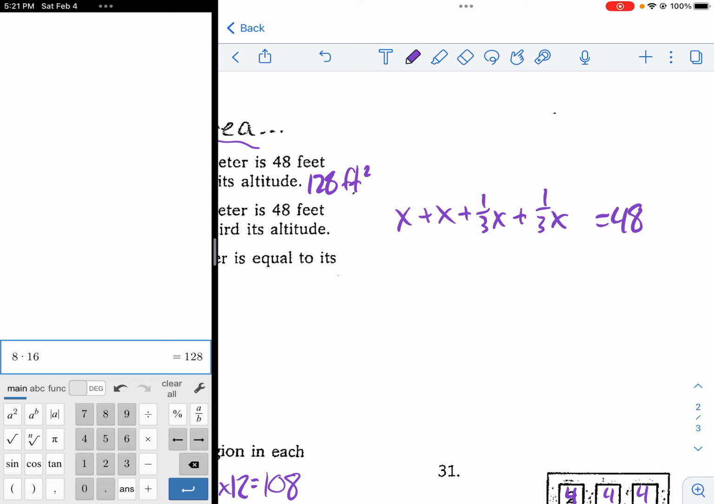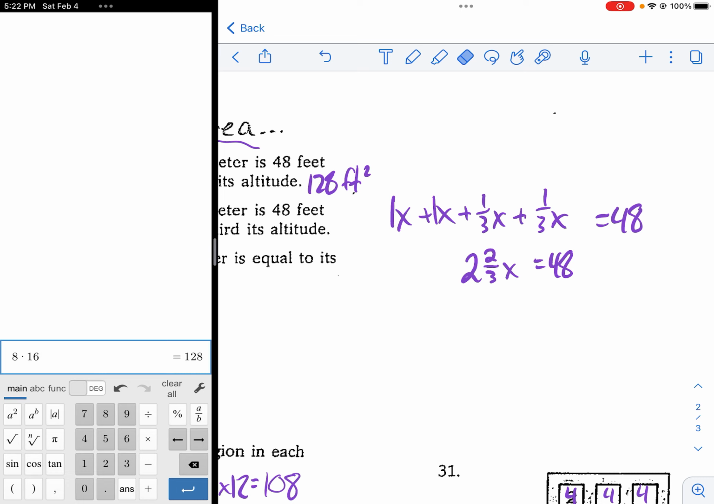Then I'm just going to add the left side again. So 1x and 1x gives me 2x. 1/3 and 1/3 gives me 2/3. So 2 and 2/3, essentially. 2 and 2/3 x is equal to 48. 2 and 2/3 is the same thing as 8/3, right? If we multiply through there, that gives us 8/3.